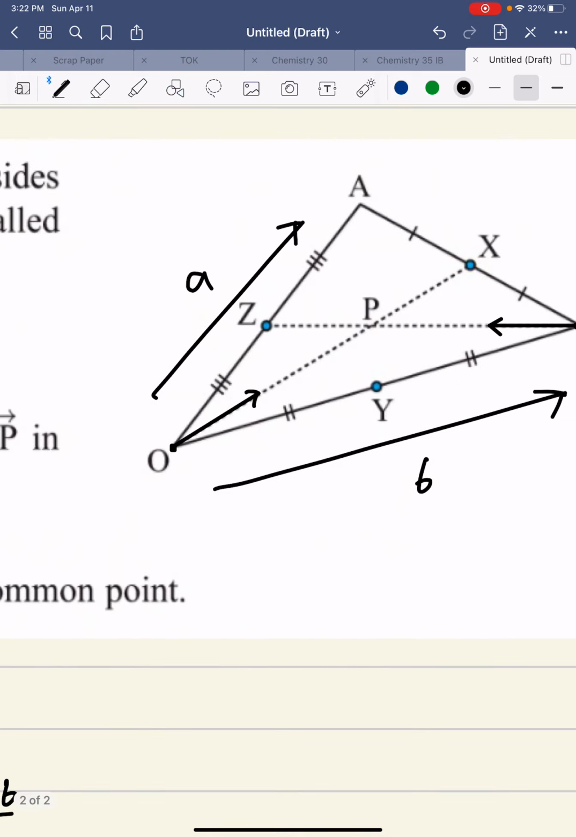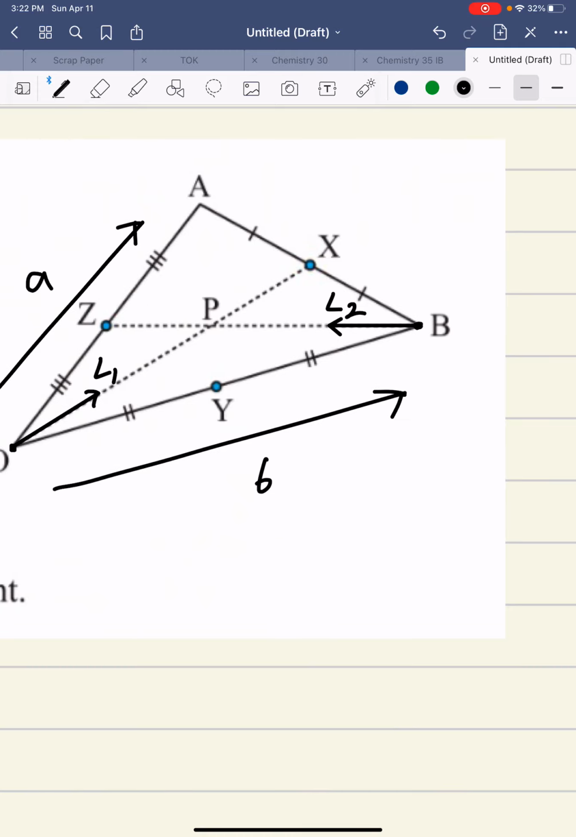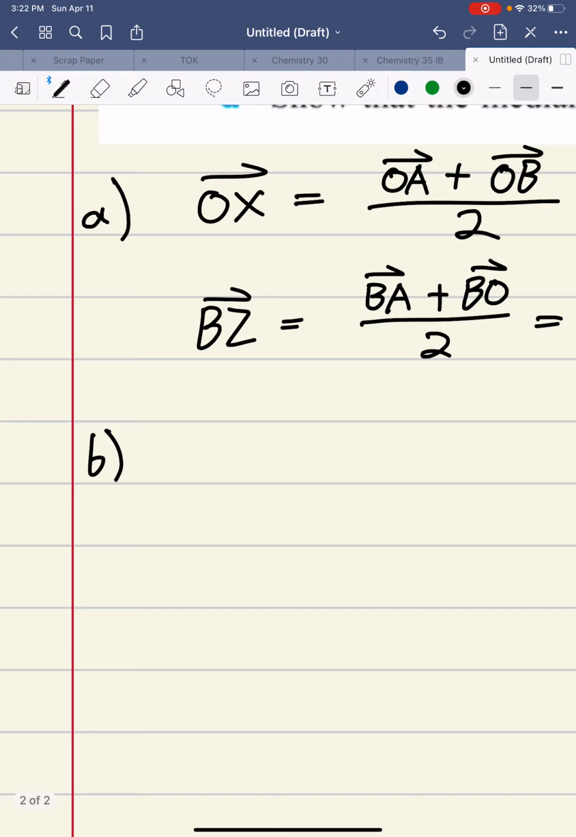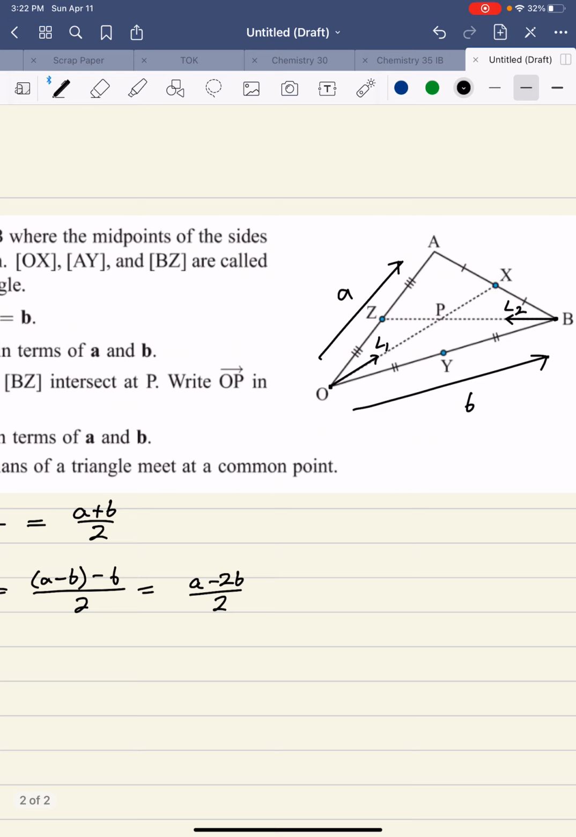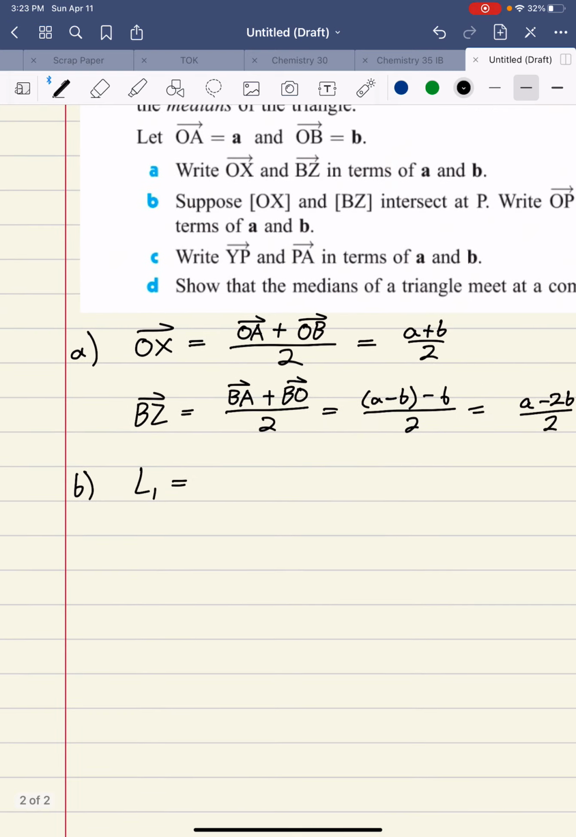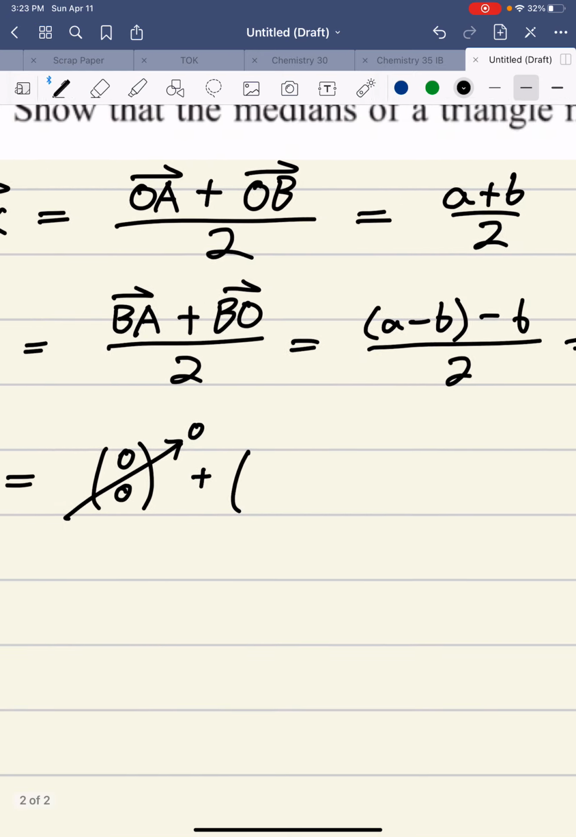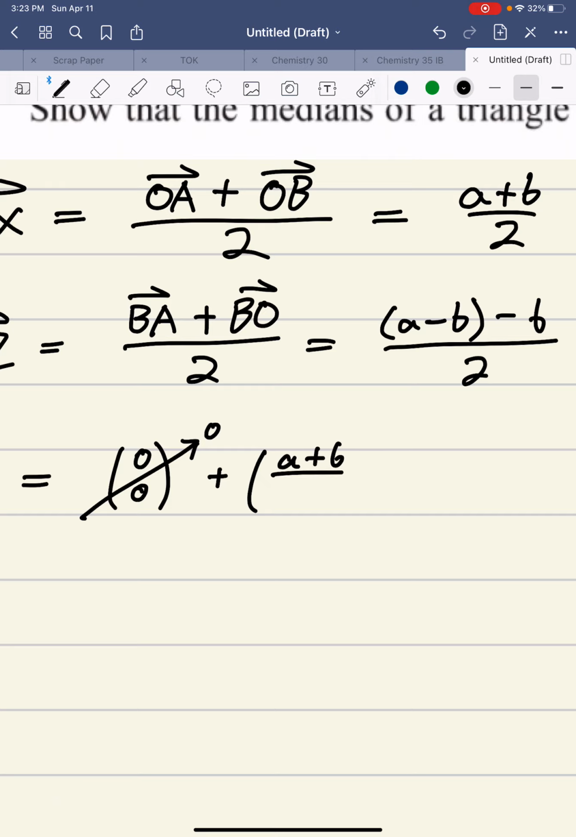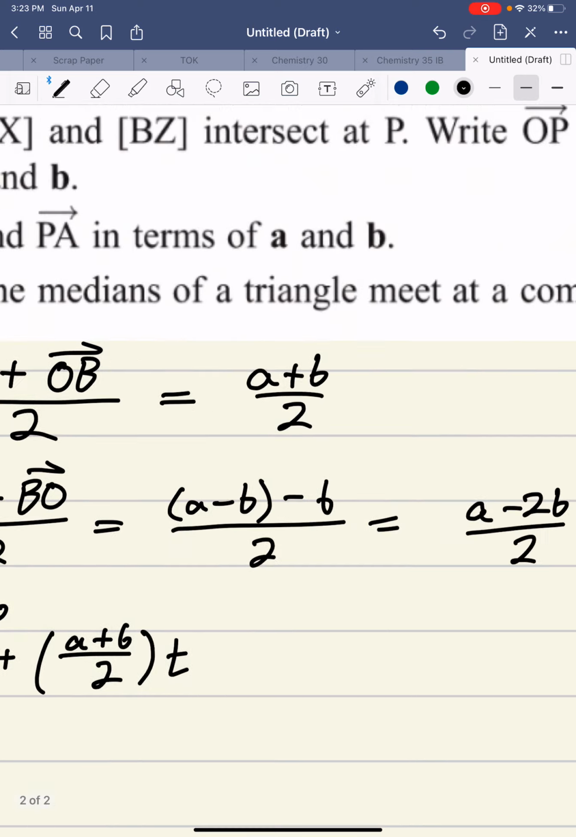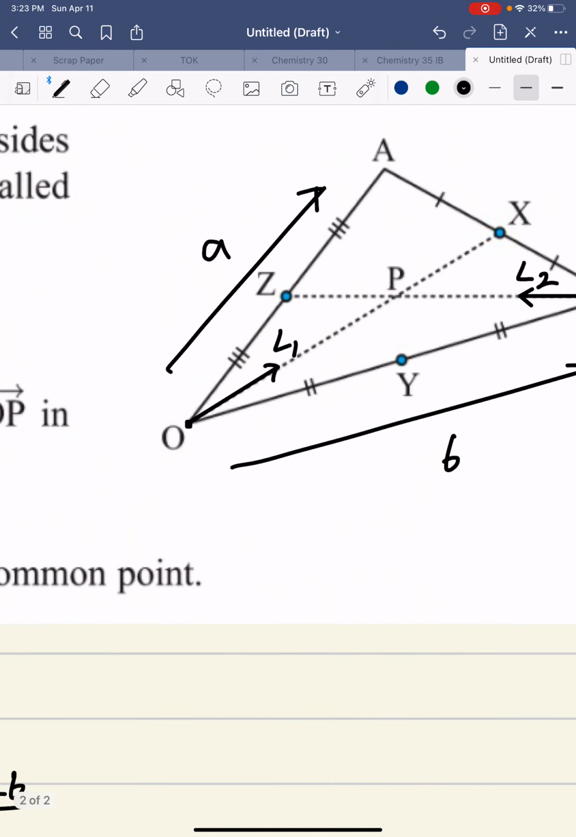So let's just call this line, capital L, line 1, and let's call this line 2. So our line 1 is equal to the position vector that OX starts at, which is just 0, so we don't even have to put it, but I'll put it here anyway. And then plus the direction of OX, which is just (a plus b) over 2, times the parameter t. The parameter implies that this line can go as long as you want based on the value of t.